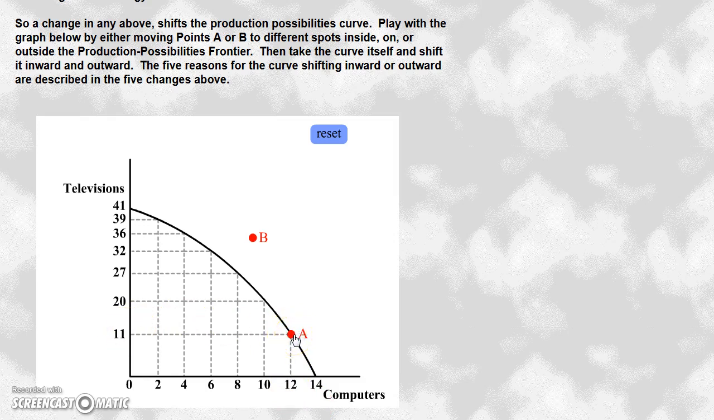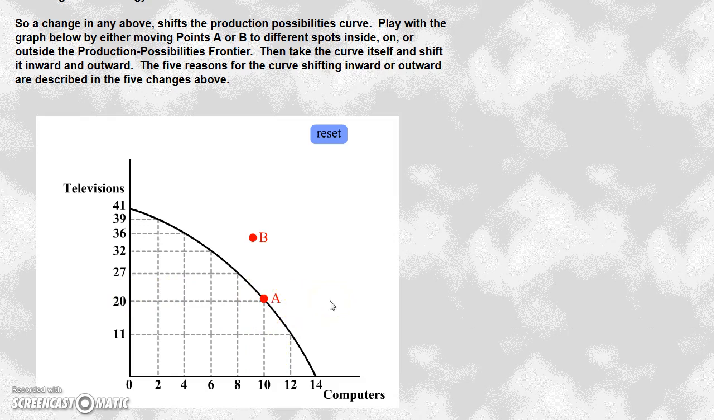Let's say that we want to produce more televisions. So you move to 20. Okay, what's the opportunity cost? Well, you were here at 12, and now we shifted up, so now you're producing 20 televisions instead of 11. What's the opportunity cost? It's this difference right here, 12 minus 10. So the opportunity cost is 2. So you can actually measure that opportunity cost of now producing more televisions.